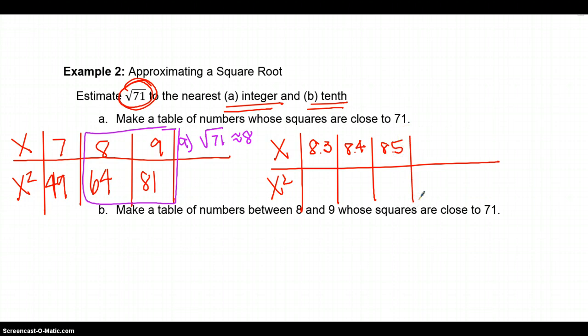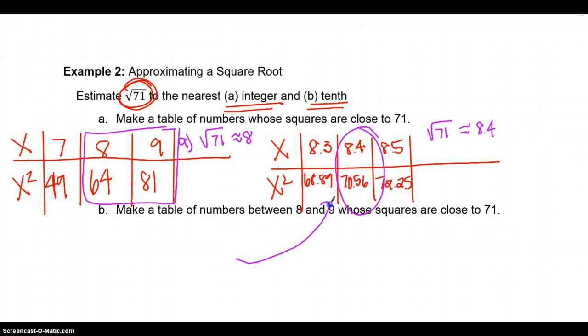Okay, 8.3 squared is 68.89. 8.4 squared is 70.56. We're getting closer. 8.5 squared is 72.25. Now we got too much. Okay, so we look for what's closest. And to the nearest tenth, the square root of 71 is approximately 8.4. Same thing for part B, except for I just did that up here. So, my bad. That's part B right up here. This table estimating to the nearest tenth should be the second part. Okay?